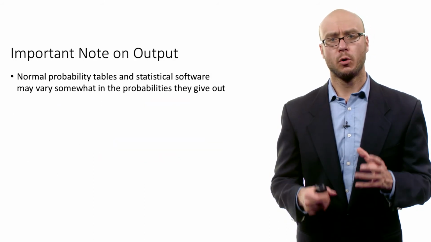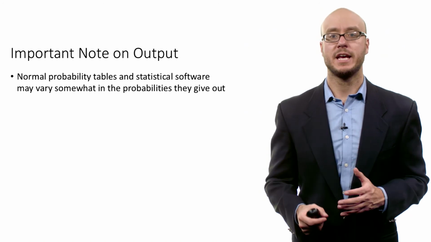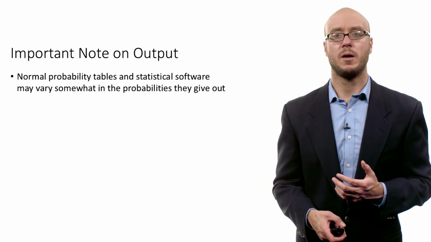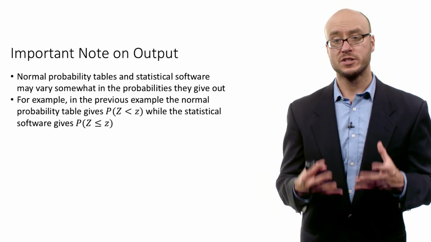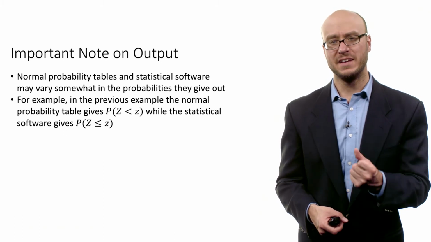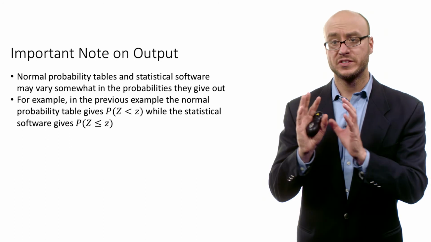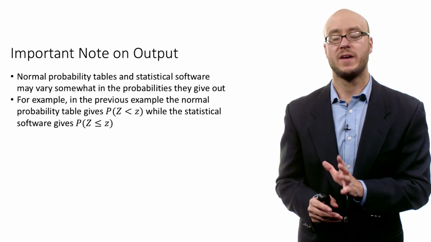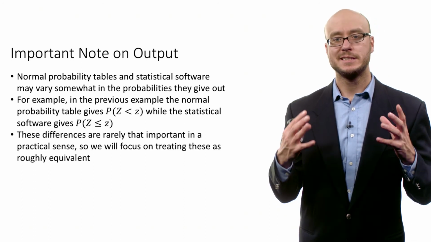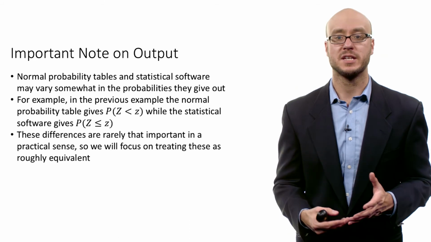Now, there's an important note on output. There's some variation depending on the statistical software you use, and even across different normal probability tables. For example, in this example, the normal probability table gives you the probability of having a z-score below a certain cutoff value, while the statistical software is giving you the probability of having a z-score less than or equal to a particular value. Now, these differences are really rarely that important in a practical sense.